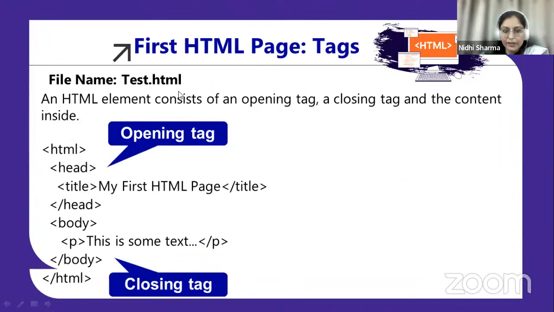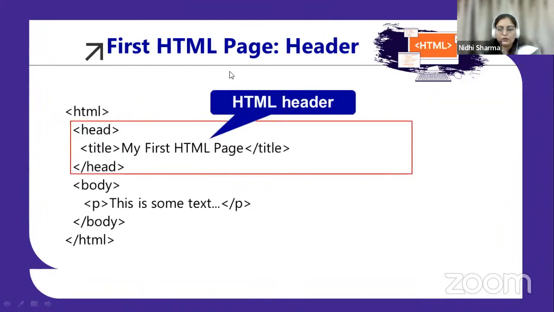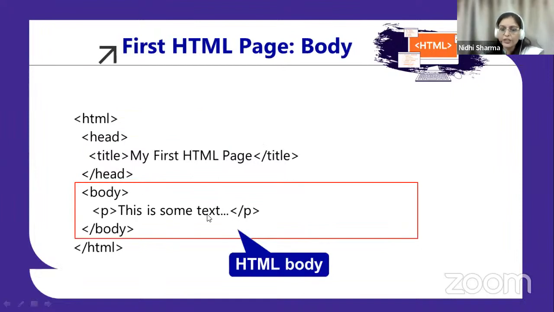In this file, I have used the container tag head. This is the opening tag, this is the closing tag: opening head tag, closing head tag, opening body tag, closing body tag, opening HTML tag, closing HTML tag. This is the header section. The header section contains the title. This is the body section. In the body section, I have used only one line, which is this is some text, and this is enclosed in the paragraph tag.